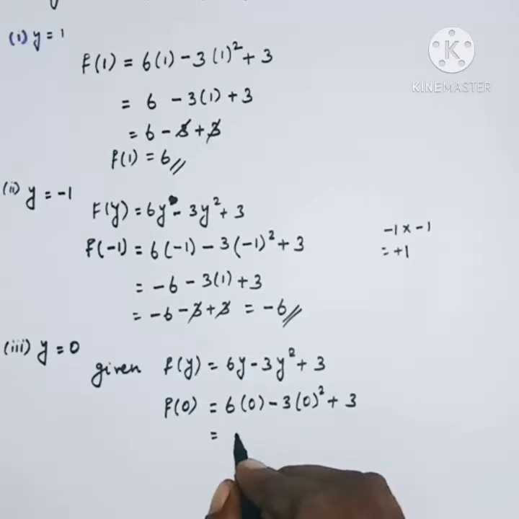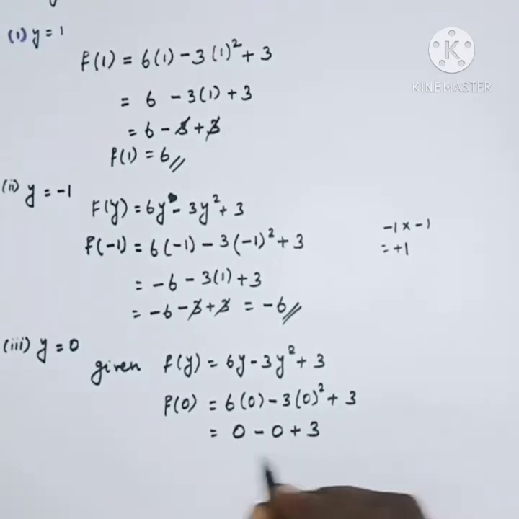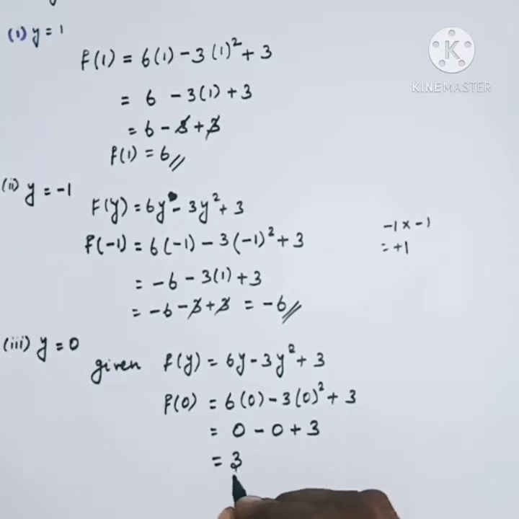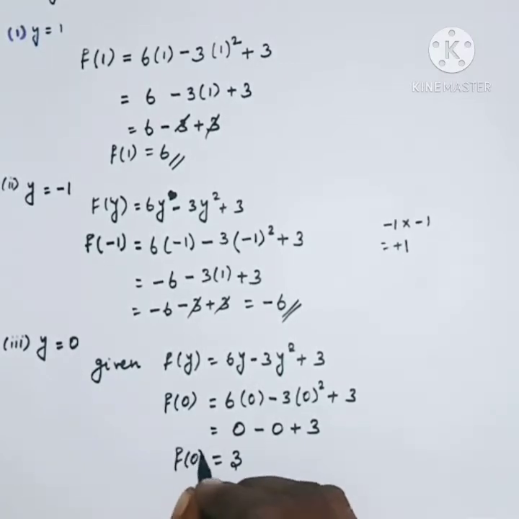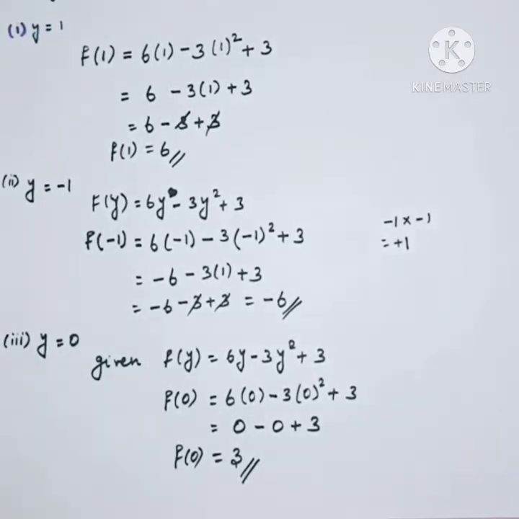So 6 into 0 is 0, 3 into 0 is 0, plus 3. So the answer is 3. f of 0 is equal to 3. This is the answer for the last sum.